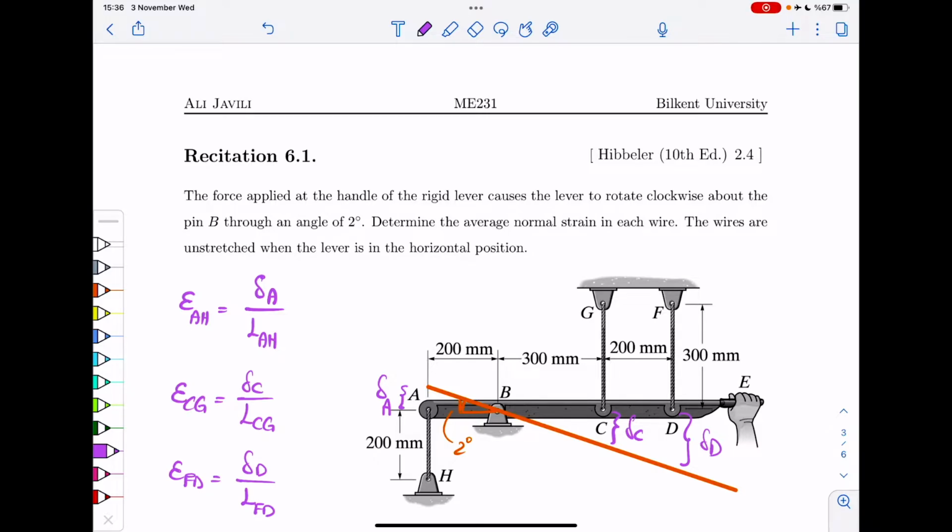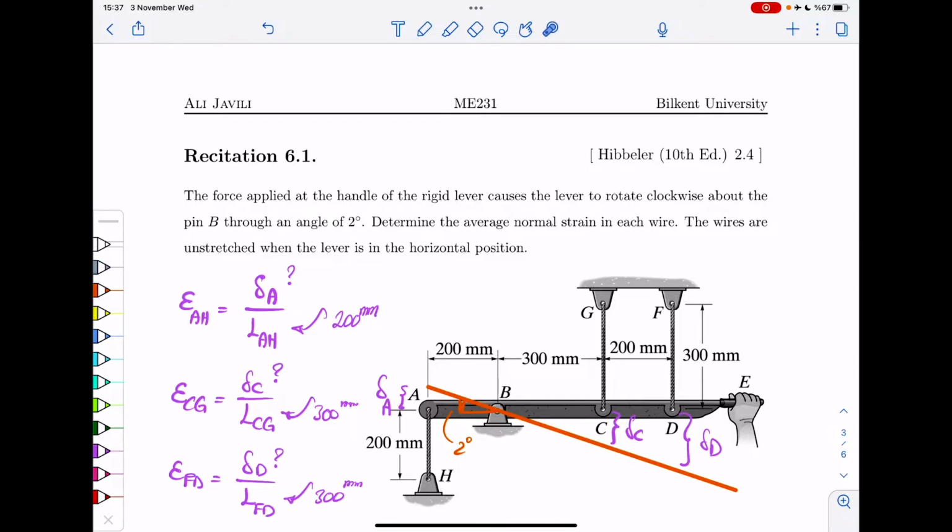Now these lengths, these two, they have the same height here, that's 300 millimeters. And AH on the left-hand side, that's 200 millimeters. So we have this. What we need to compute are essentially these deltas. Now, you compute those deltas obviously from the geometry of the problem.